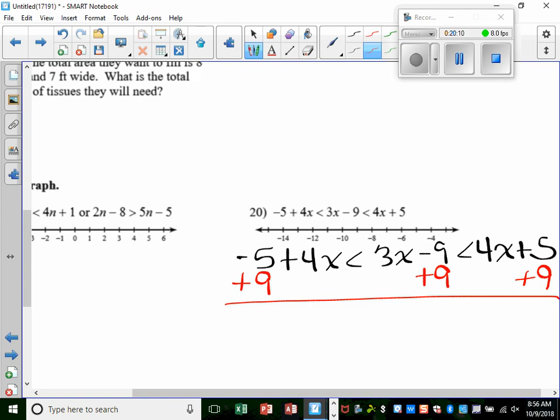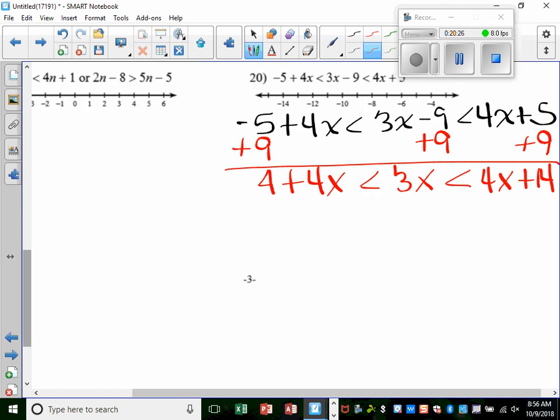So this is going to give me 4 plus 4x is less than 3x, which is less than what? 4x plus 14. Now, this is where I probably would go ahead and separate it into 2 parts, because I think it can get a little confusing. So I'm going to do that. If you don't want to, you don't have to.